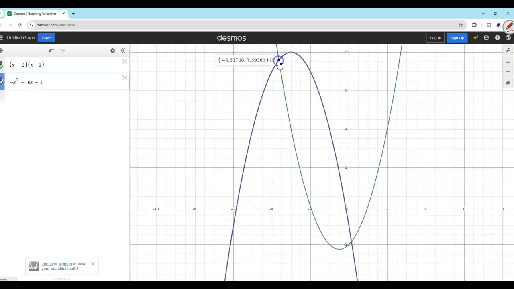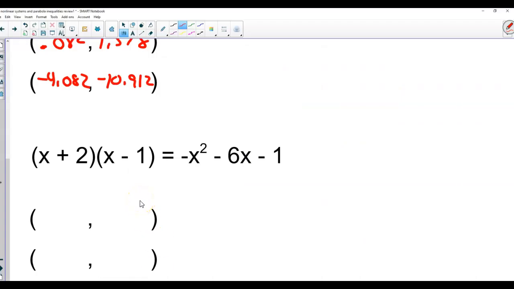So one point, negative 3.637, 7.549. And my second point, 0.137, negative 1.844. You're just looking for the points of intersection on the graph and plugging it into your answer. It's probably the most straightforward question I'm going to ask you in anything. Negative 3.637, 7.549 is an answer. 0.137, negative 1.844 is an answer. And those are my answers off the Desmos calculator.